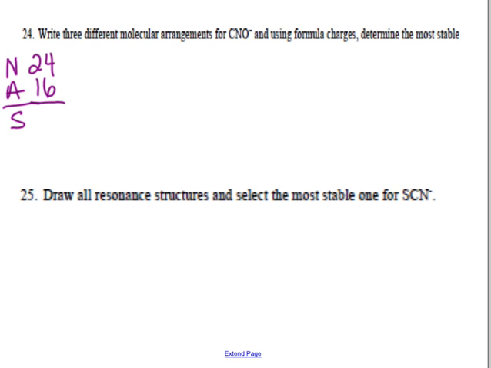We have that negative extra electron, right? So 24 minus 16 is 8. So we have 4 bonds in our picture. So what element are we going to put in the middle? Carbon. So we're going to put carbon in the middle.